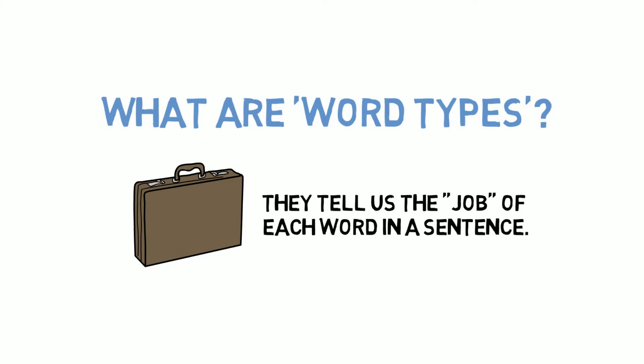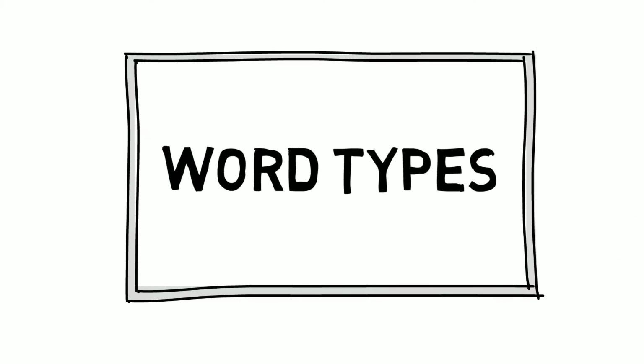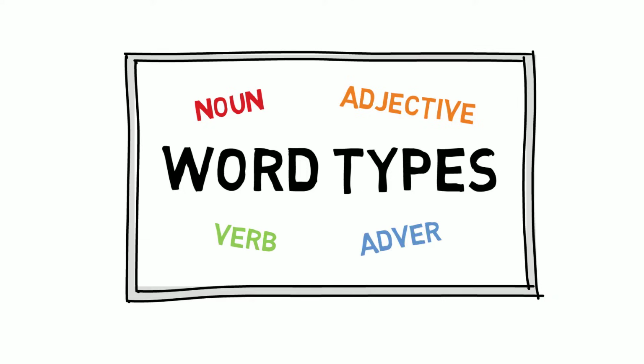Okay, now that we know what a word type is, I'm going to briefly talk about 4 of the most common word types you're likely to come across. These are nouns, adjectives, verbs, and adverbs.